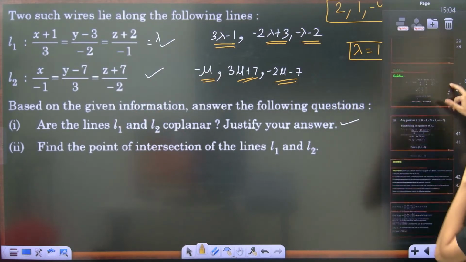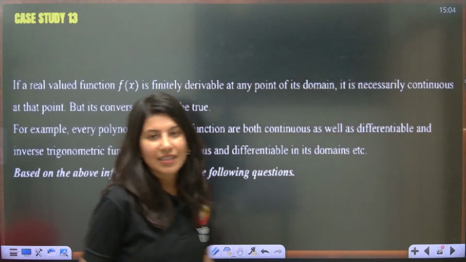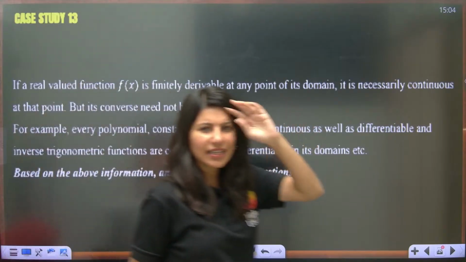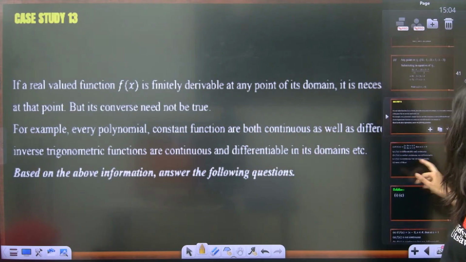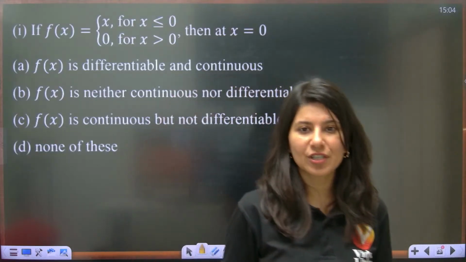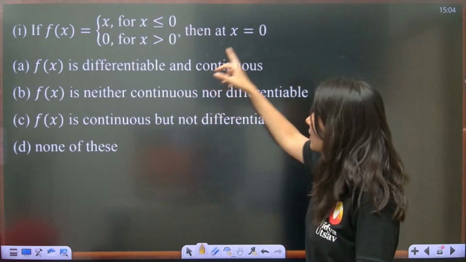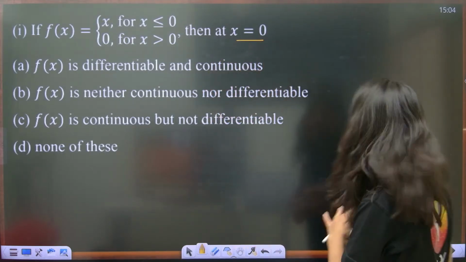And now one more question, a case study based question. You can see again something they are giving, but it is not required to read. This is just the basic question from continuity and differentiability. f(x) is given. Then they are asking what is happening at x equals 0. We can plot the graph also, right?